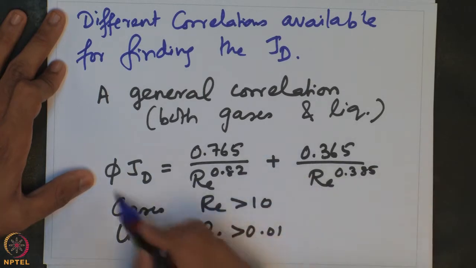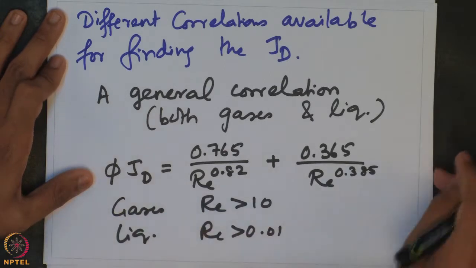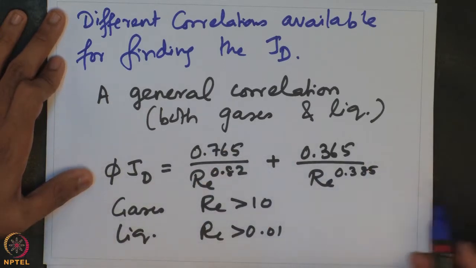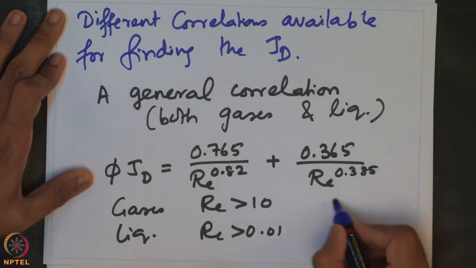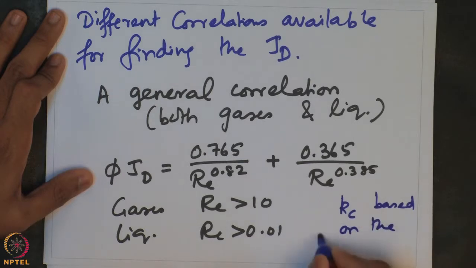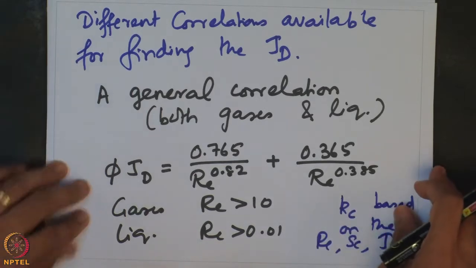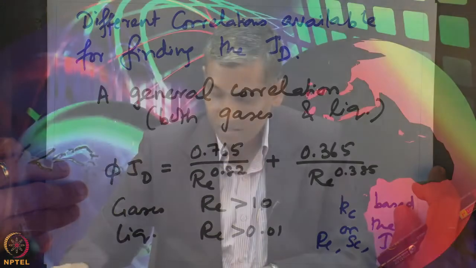So, therefore, the general correlation here is valid for a wide range of Reynolds number for both gases and liquids, and therefore, this correlation is quite widely used to estimate the mass transport coefficient based on the Reynolds number, Schmidt number, and the Colburn factor JD. So, once we know the Colburn factor, which uses the Reynolds number and Schmidt number to relate the Sherwood number to Colburn factor, we can find out what is the mass transport coefficient for a given condition. So, let us next look at a very specific example.